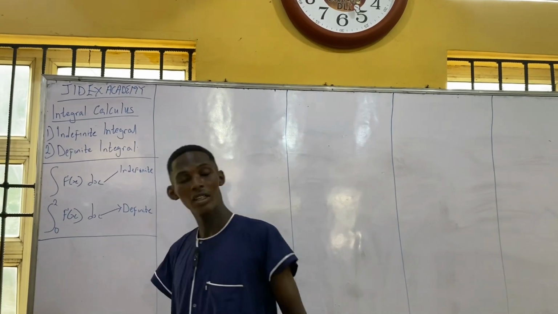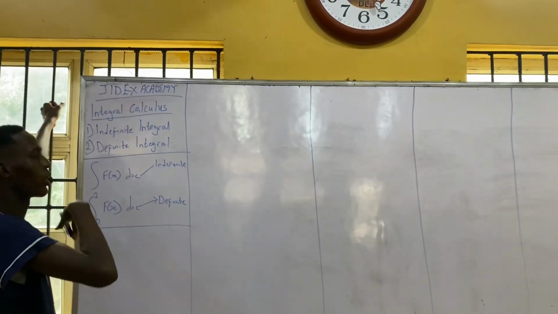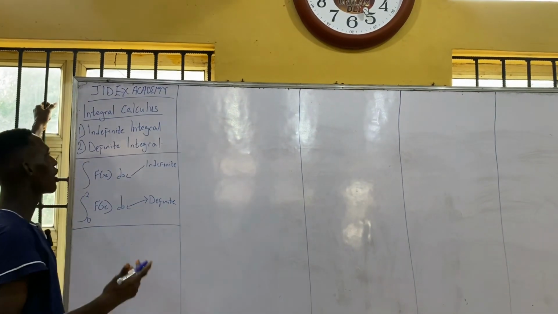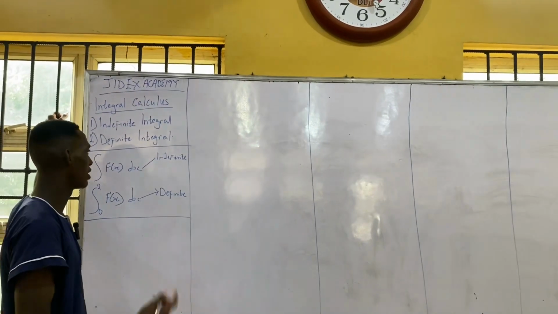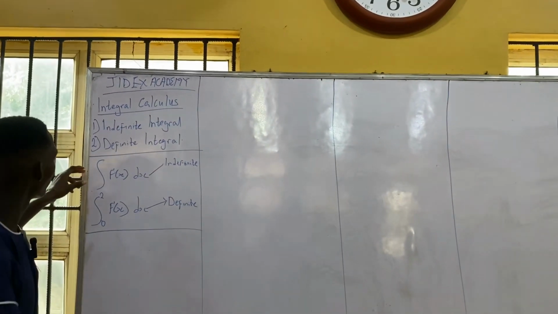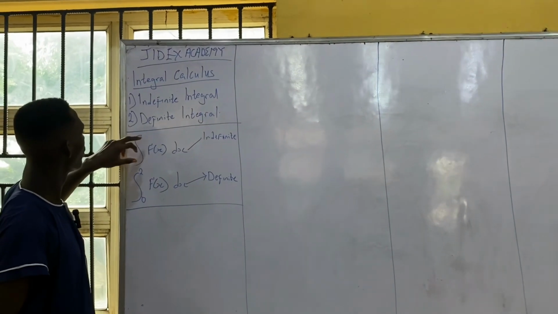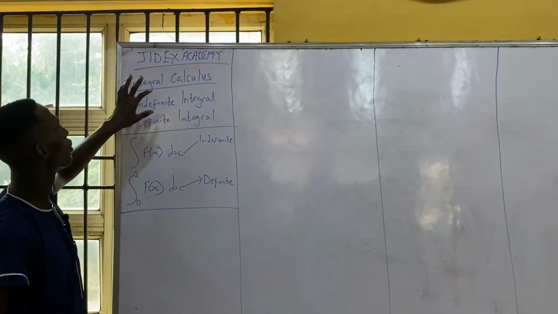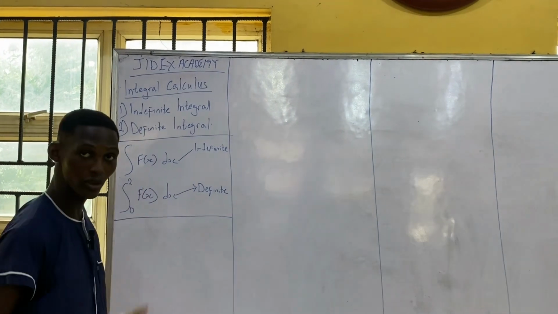So now, integral calculus is divided into two parts. We have our indefinite integral and our definite integral. Now, how do we know which one is our indefinite integral and how do we know which one is our definite integral? Looking at these two expressions here, we are told to find another name for integral calculus. You can call it antiderivative, or you can also call it integration.